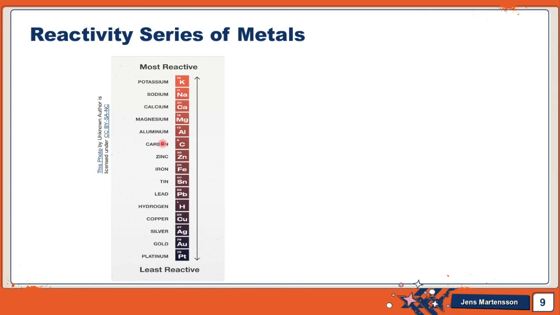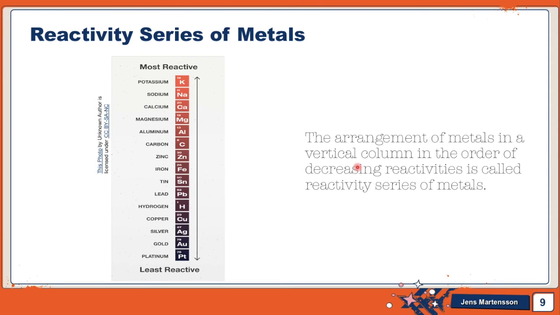So if I were Wikipedia, I would have written this definition. The arrangement of metals in a vertical column in the order of decreasing reactivities is called the reactivity series of metals. So let's see equations based on the reactivity series of metals.